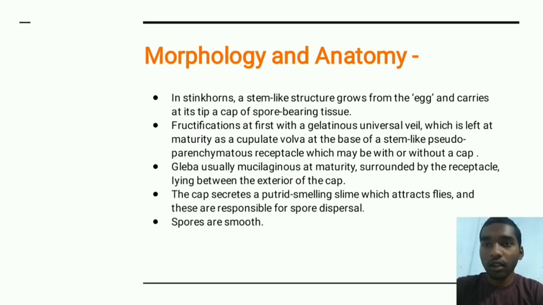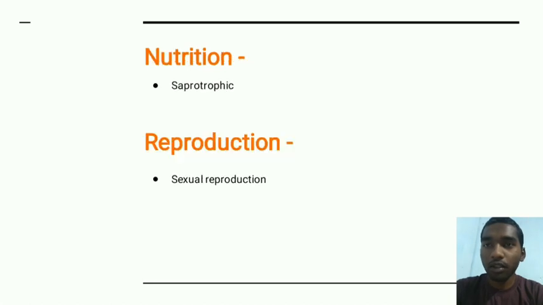The gleba is usually mucilaginous at maturity and surrounded by the receptacles lying between the exterior of the cap. This cap secretes a putrid-smelling slime which attracts flies, and these are responsible for spore dispersal. The nutrition is again saprotrophic, and the mode of reproduction is sexual reproduction.